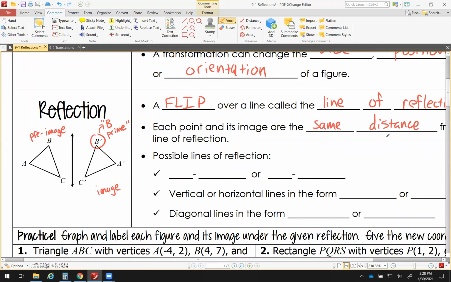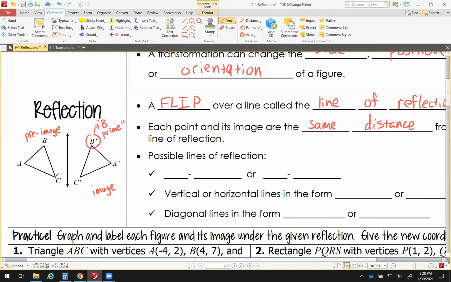Okay, and that should make sense, right? If you're standing a foot away from the mirror, you appear to be 2 feet away in your reflection because there's 1 foot from you to the mirror, and then the mirror image has 1 foot from the mirror to you. Okay, so whatever this distance is from C over to the line, whatever that distance is there, it's mirrored on the other side to C prime. Okay.